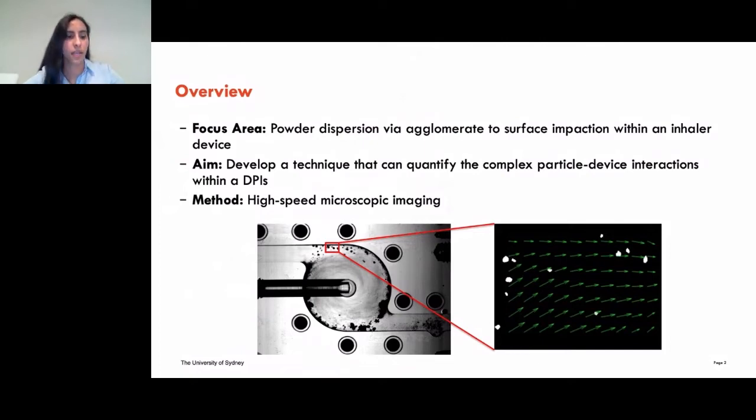We did this by starting off with high-speed microscopic images taken from an inhaler device, as the one shown, with two inlets into a swirl chamber and a single outlet through the middle. Then we focused on high-speed microscopic imaging of one particular section that's indicated here, where a significant number of wall impactions occurred.